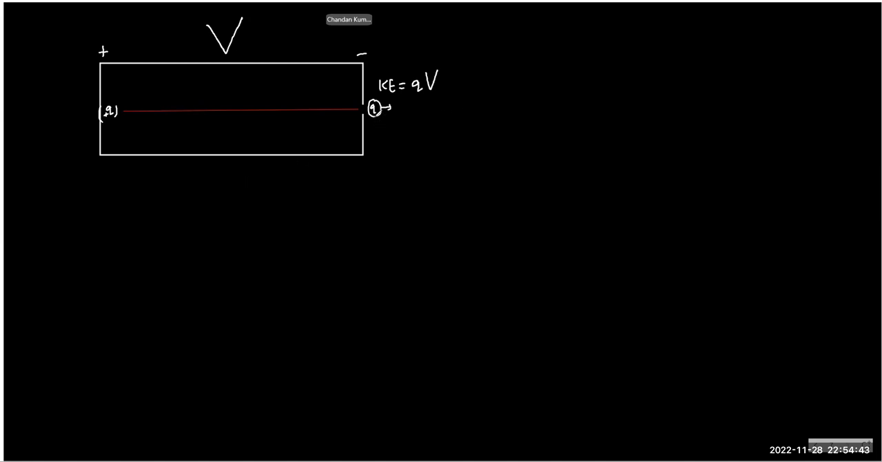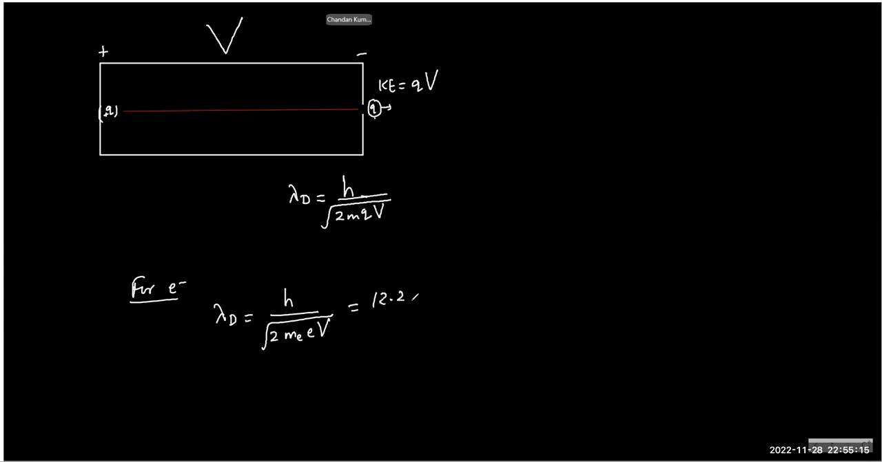So what will be the de Broglie wavelength of this particle? h by root 2m qV. For an electron, if you do the same thing, the de Broglie wavelength will be h by root 2m eV. Correct? Yes. This is a calculation you should remember: it turns out to be 12.27 by root V angstrom. Now, this is something you have to mug up. Remember.